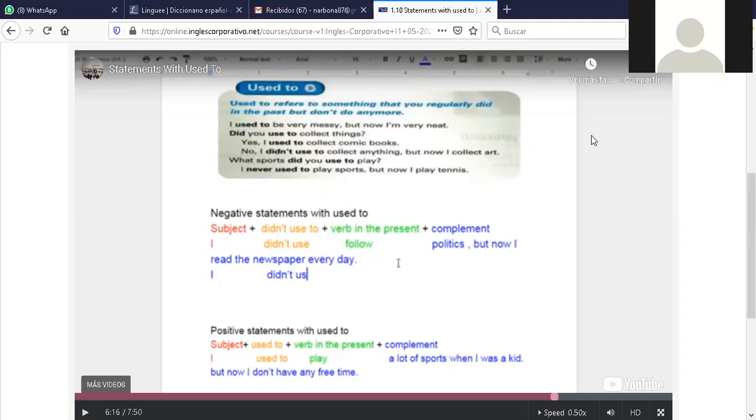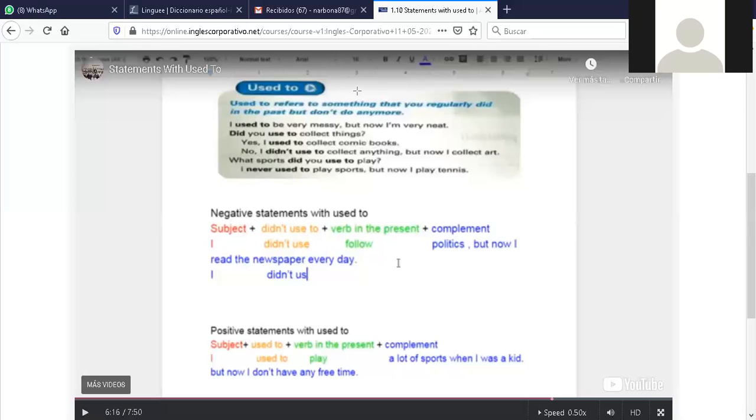Okay, very good. So, guys, as you can see, we have the positive statements right here. Which is the difference? ¿Cuál es la diferencia entre este y este? Who can tell me what the difference is? The first one is for things I don't use to be or to do. Or to do, okay. And the second one is for things I used to do. Exactly. Yes. Very good. That's pretty much it.